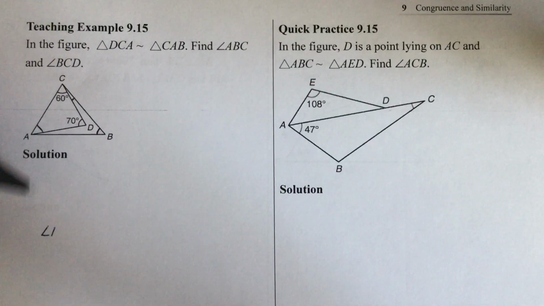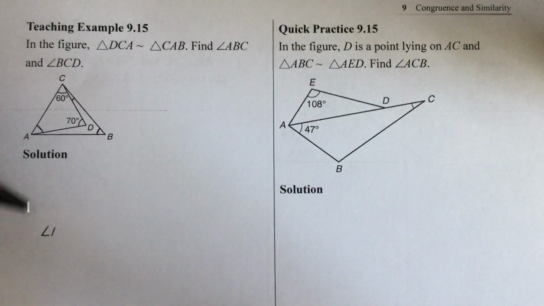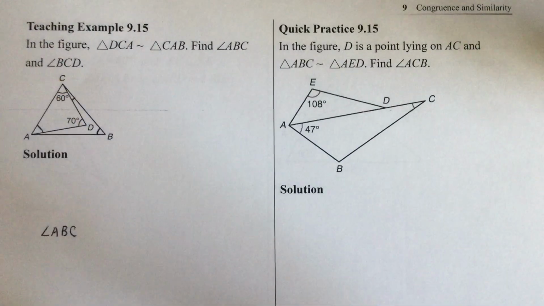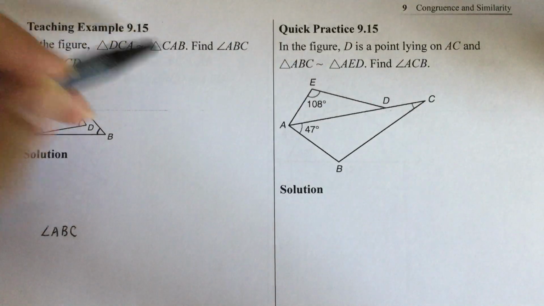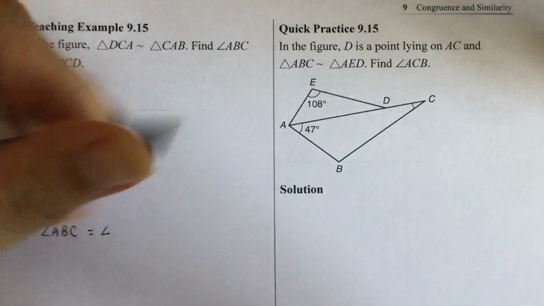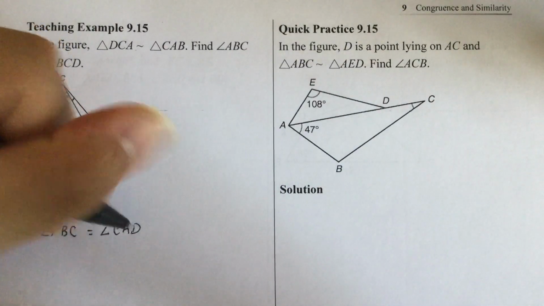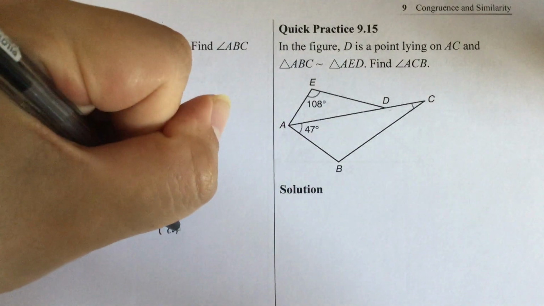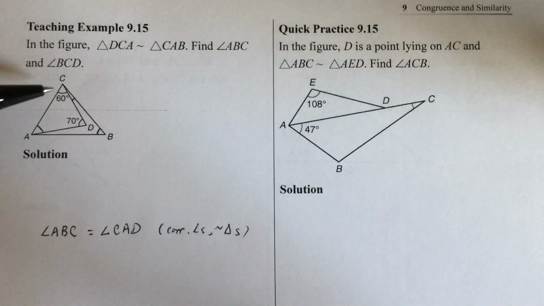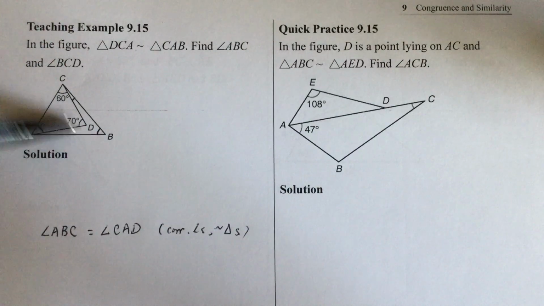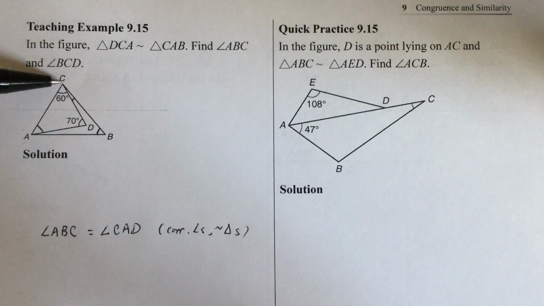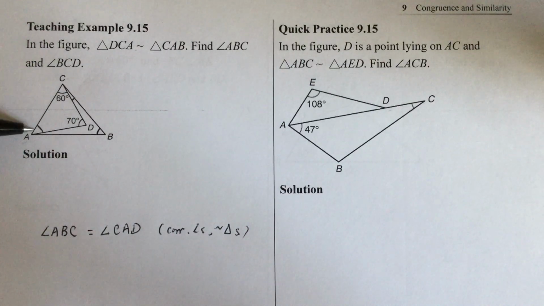So don't leave the space for 2 rows here. I want to find angle ABC. But for the similar triangles, I know that angle ABC will equal to angle CAD. CAD here. So this one is the corresponding angles, similar triangles, we know that. But unluckily we do not know the size of the angle CAD, but we can find it by calculation because we know that triangle ACD is just a triangle.